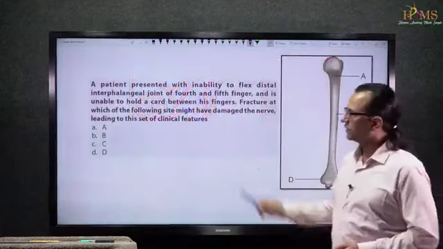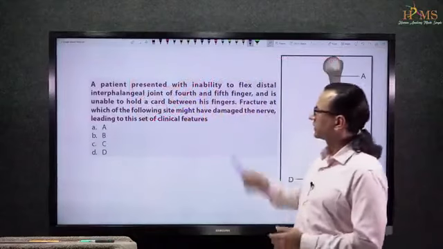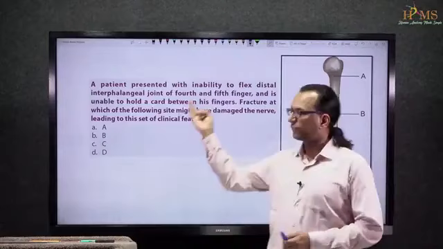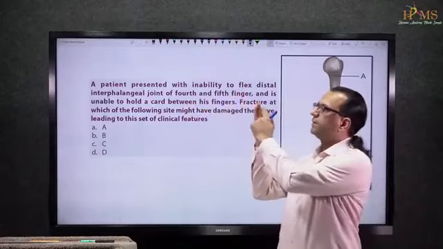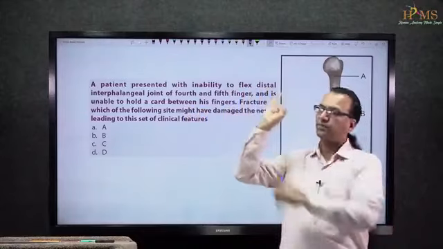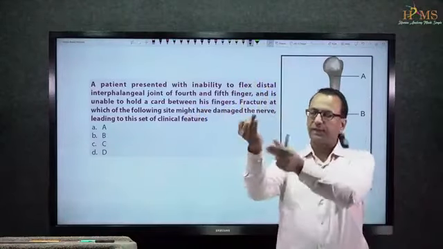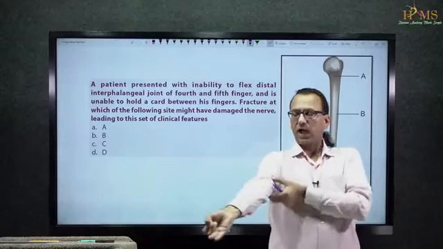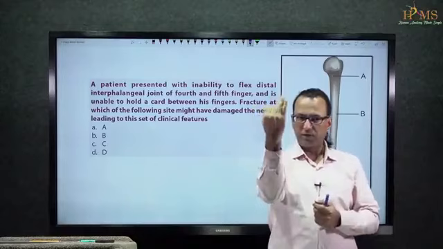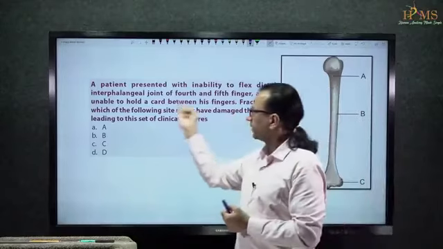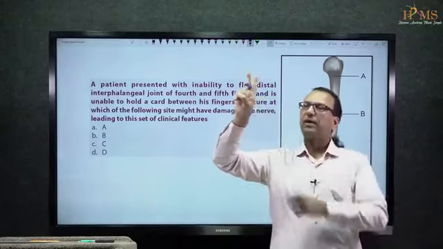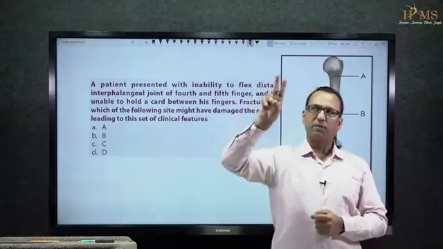Presently we have a patient who is unable to flex the distal interphalangeal joint in fingers number 4 and 5. If you want to flex the DIP, then it will be flexor digitorum profundus, and the flexor digitorum profundus for these fingers is actually supplied by the medial half of FDP, supplied by the ulnar nerve. So this appears to be an ulnar nerve injury. And moreover, the patient is unable to hold a card between the fingers. That is the palmar interossei, which hold the card between fingers.